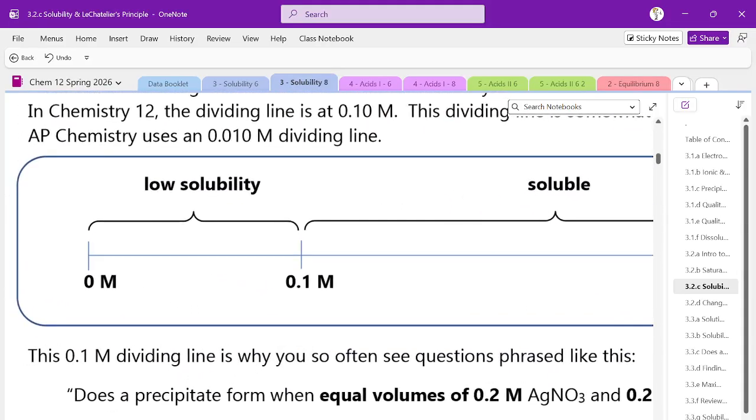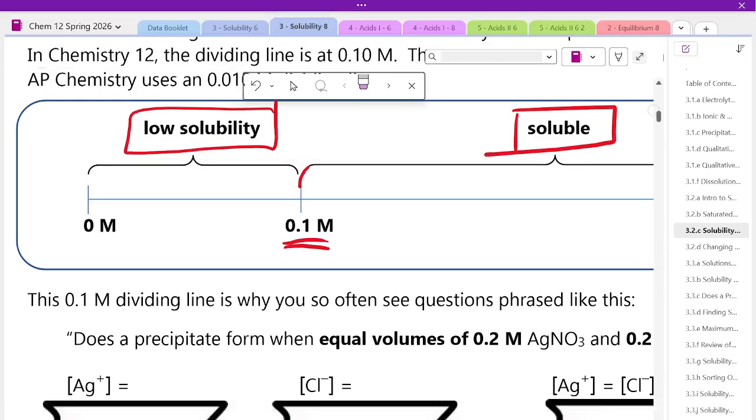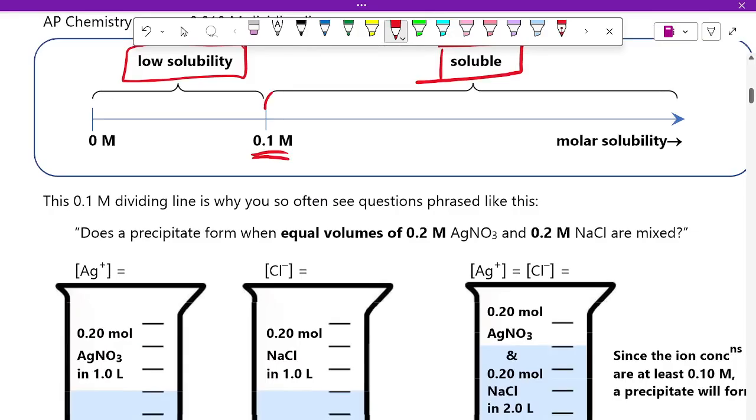So anything below 0.1 molar is low solubility. Anything above 0.1 molar or at 0.1 molar is soluble. And those numbers are going to become important because you're often going to see a question phrased like this. Does a precipitate form when we mix equal volumes of 0.2 molar and 0.2 molar?